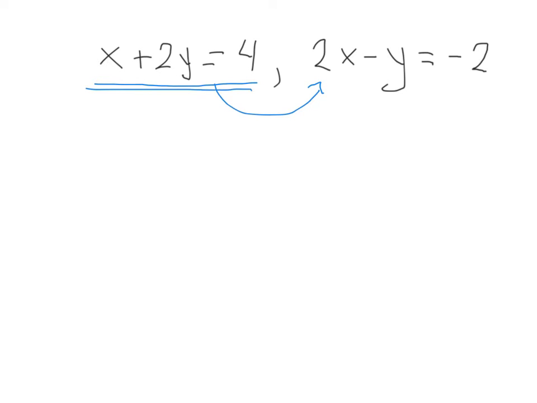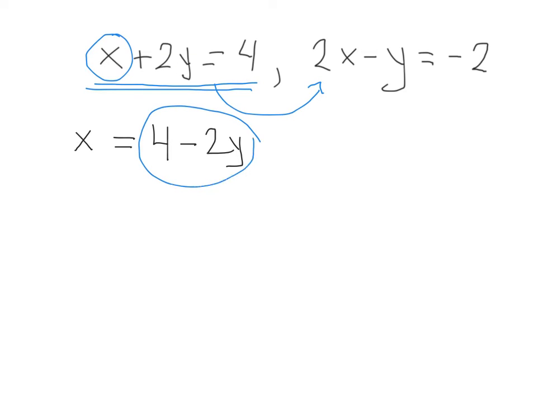Let's start with this equation here. I see that x doesn't have a coefficient, it's all alone, so I'm going to go ahead and solve for x in that line. So just moving everything over to the other side so that positive 2y becomes a negative 2y. Once I have one of the two variables isolated, so x isolated in this case, I'm going to take what x is equal to and I'm going to plug it into x in the other line. So the other line now looks like this.